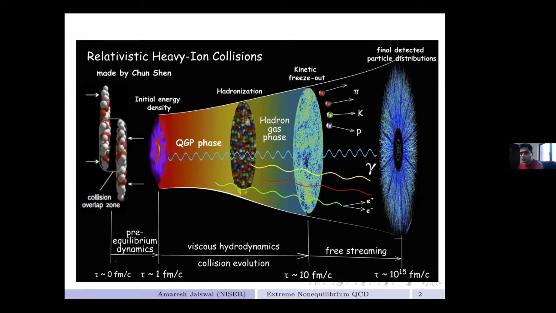Much effort is, of course, being put into understanding the pre-equilibrium dynamics. However, once the system is close to equilibrium, we can straight away switch on hydro and evolve till kinetic freeze out, the point where all elastic scattering ceases and the momenta of the particles are fixed, and which then free stream to the detector. This time scale is roughly 1 Fermi to 10 Fermi over c, and that's the major part of the evolution. So hydro plays a big role in understanding heavy ion collisions.